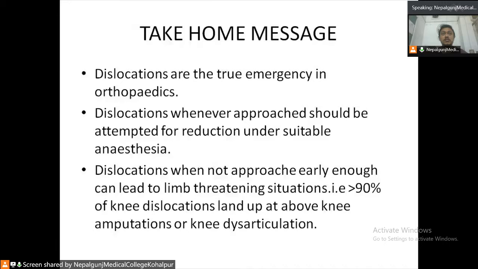Finally, the take-home message is that dislocations are a true emergency in orthopedics. Whenever you approach a dislocation, reduction should be attempted under suitable anesthesia. Dislocations not approached early enough can lead to limb-threatening conditions: 90% of knee dislocations usually land up at above-knee amputation or knee disarticulation. Whenever you are a house officer in the Department of Emergency, one thing you have to know is that dislocations are a true and serious orthopedic emergency. Okay, thank you for today.